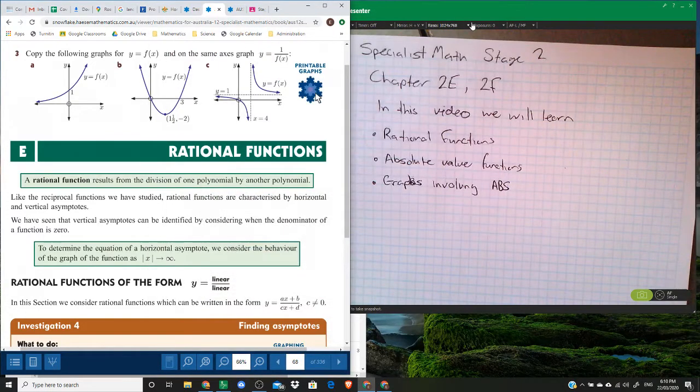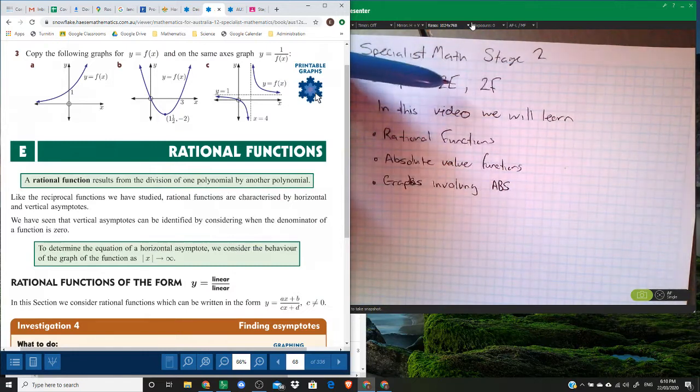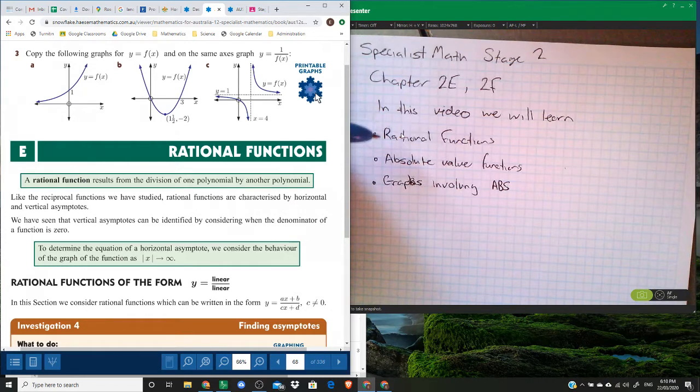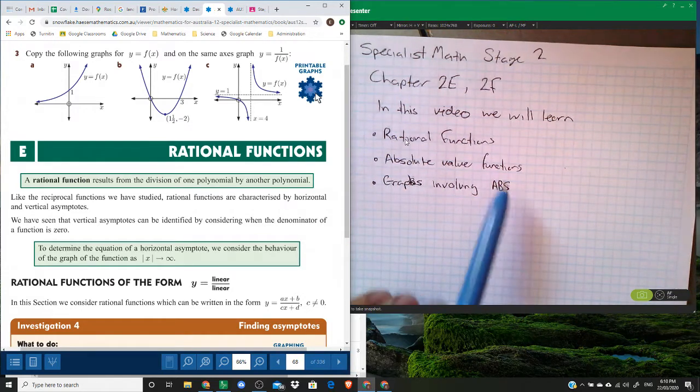Okay, we've got another video. Today we're going to be doing Specialist Math Stage 2, the last two chapters of Chapter 2. In this video I'll be covering rational functions, absolute value functions, and graphs involving the absolute value function, or ABS, on your calculator. Alright, so we start with rational functions.